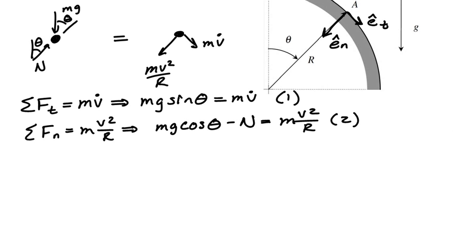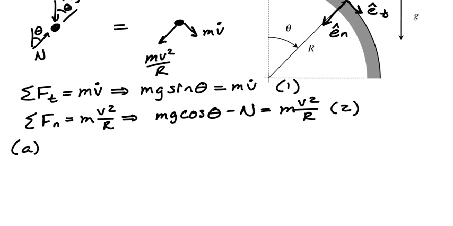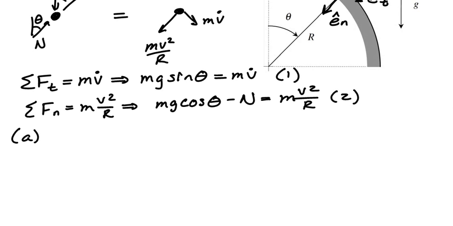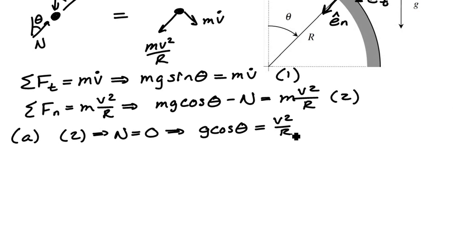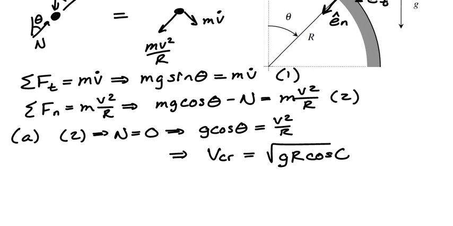Now in this particular problem, at least in part A, we're asked to find the critical speed v0 for which this thing loses contact. The way I'm going to do that is take equation 2 and set N equal to 0, because we know that's going to occur when we lose contact. This gives g times the cosine of theta equal to v squared divided by r. Solving that, the critical speed at which I'll lose contact, v critical, equals the square root of g times r times the cosine of theta critical, the angle we're given in the problem.